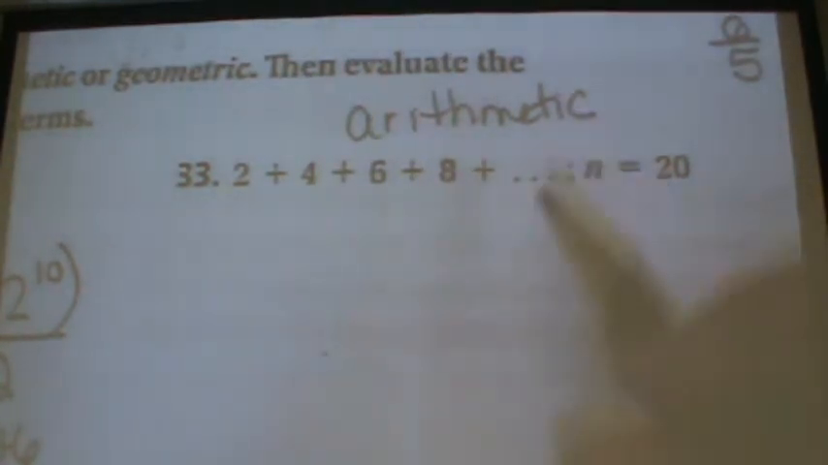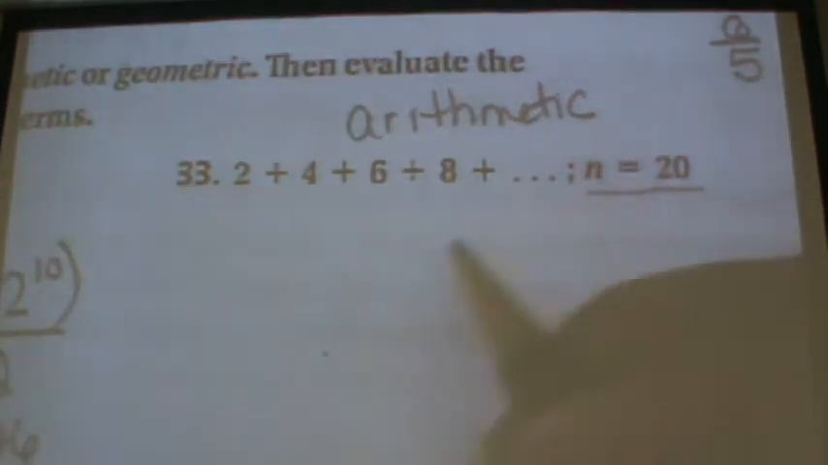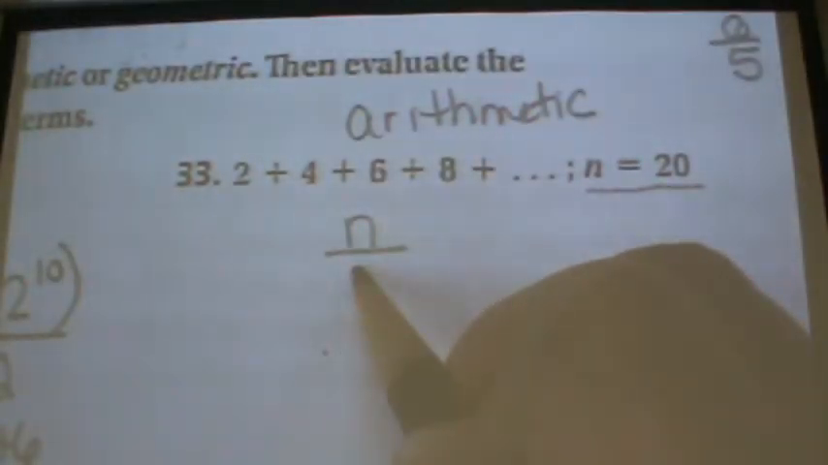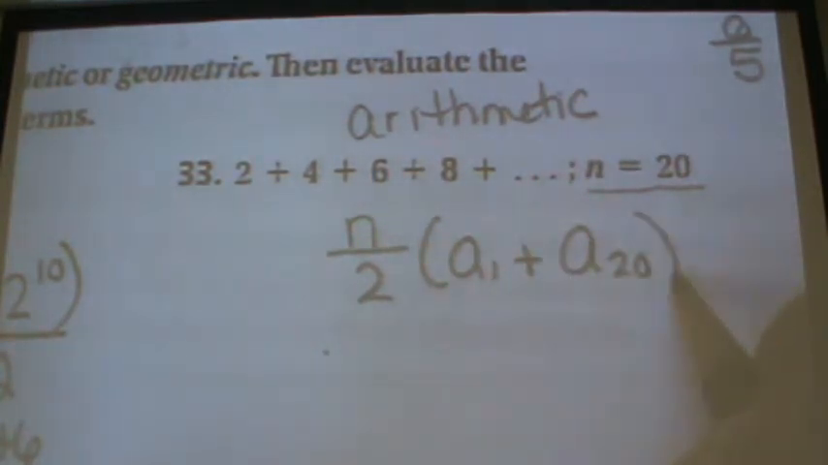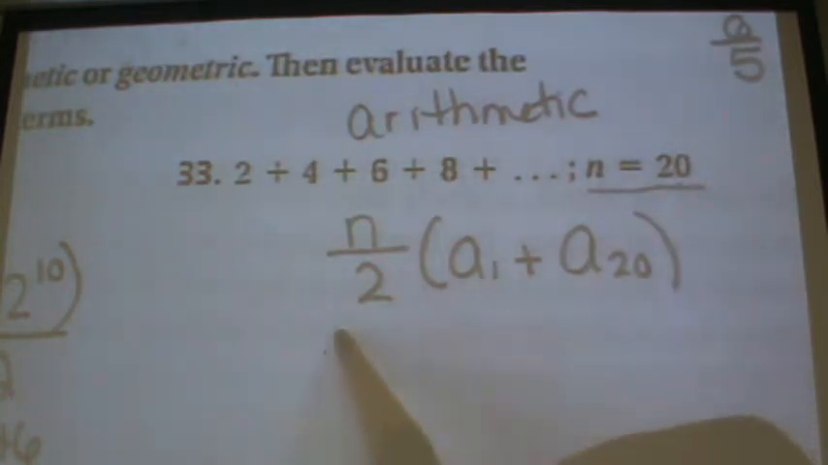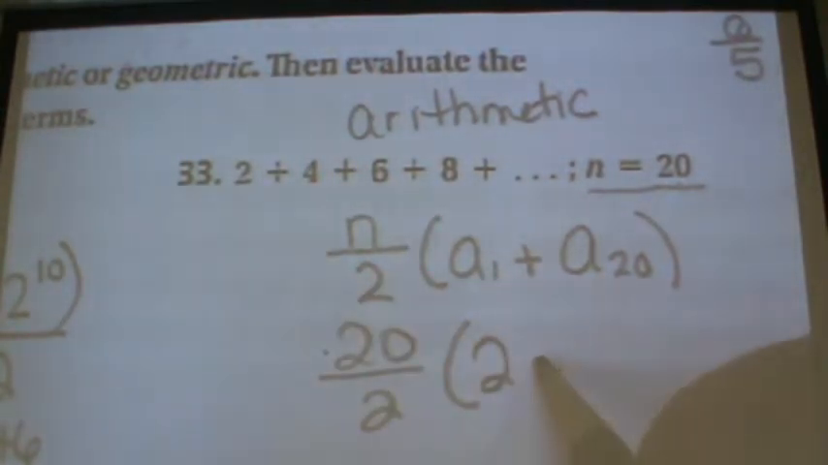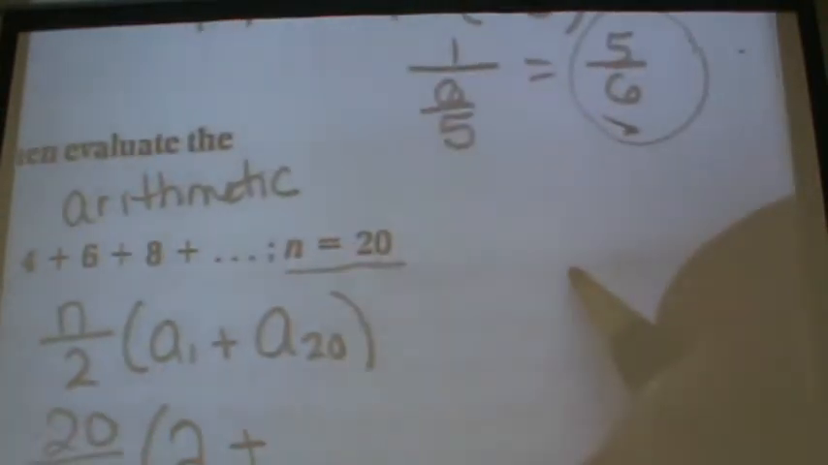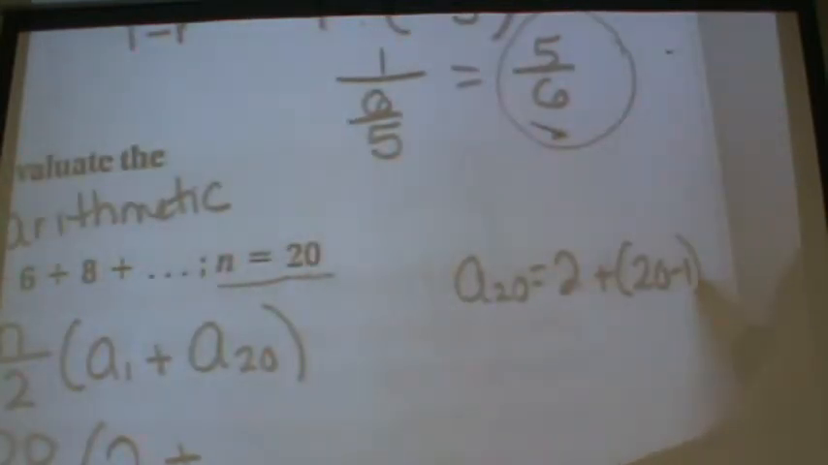Okay, what's the formula for adding a finite arithmetic series? We're adding 20 terms together. N over 2 times the first term plus the 20th term. How many terms are we adding together? 20. What's the first term? 2. Well, what is the 20th term? A sub 20 is the first term plus n minus 1 common differences. So 19 times 2 is 38 plus 2 is 40.